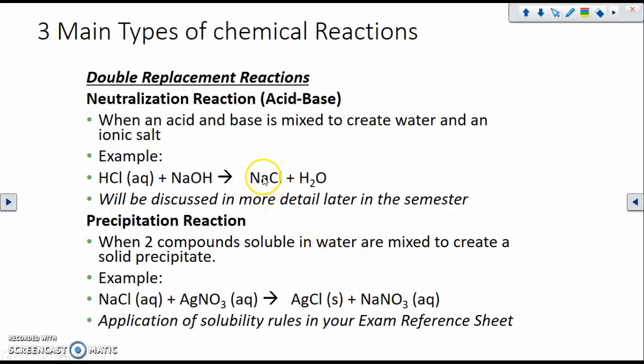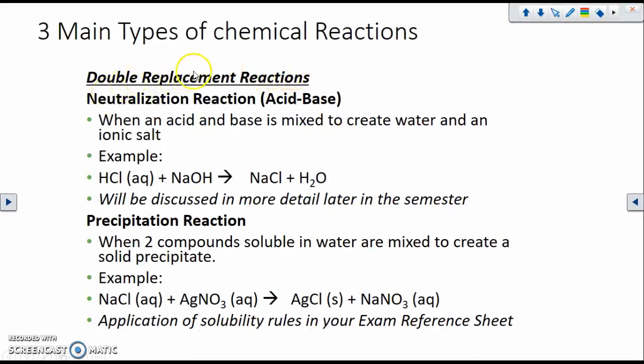Hello everyone, in this lecture video we're going to be talking about the types of chemical reaction, and we're actually going to be going through redox reactions, or reduction oxidation reactions. Even though it says three main types, there are actually two main types of chemical reaction. The first classification is called double replacement reactions.